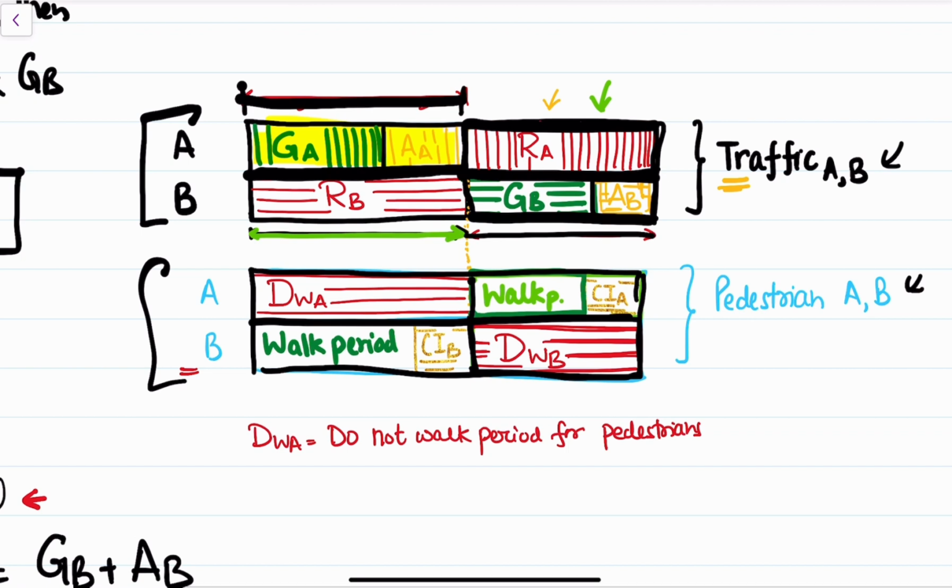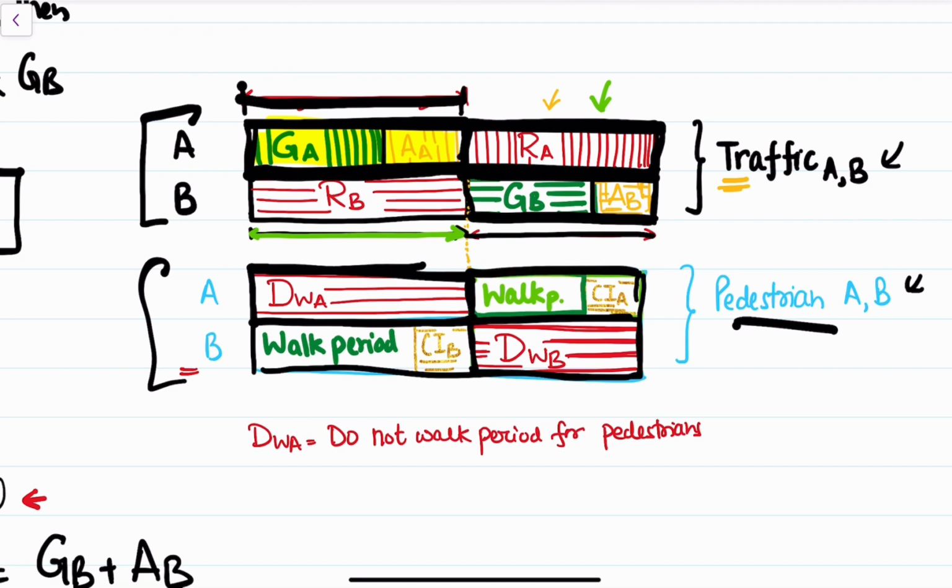If we talk in terms of pedestrians, when the vehicles are moving in road A, pedestrians should not move in road A. When the vehicles are not moving in road A, pedestrians are allowed to move in road A. So just like amber time for traffic, we also have the clearance interval for pedestrians. So this green time will be equal to walk period plus clearance interval, right?